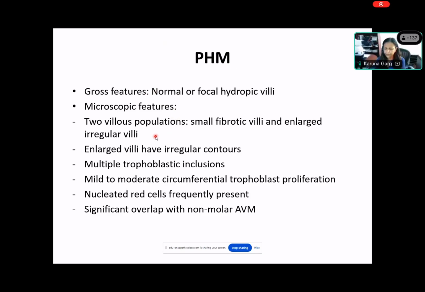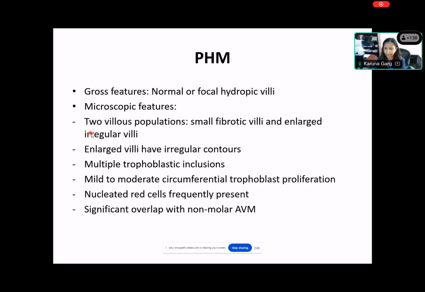In terms of microscopic features, this is the characteristic feature that you'll see described in books, that you see two distinctive villous populations. You'll see small fibrotic villi and then a population of enlarged irregular villi. I'm not sure that I see this in every single case, and I feel like I see some non-molar gestations that also have variation. But if you see this, it should make you think about a partial mole.